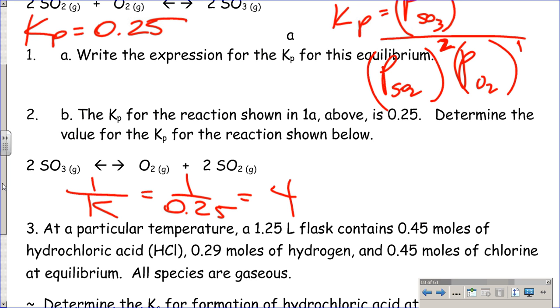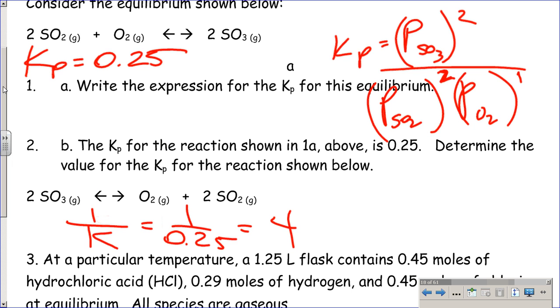So according to your knowledge of K's, which reaction is more favored towards the product? First or second? Definitely the second because it's greater than 1. The first reaction, the way it's written anyway, is more favored towards the reactants.